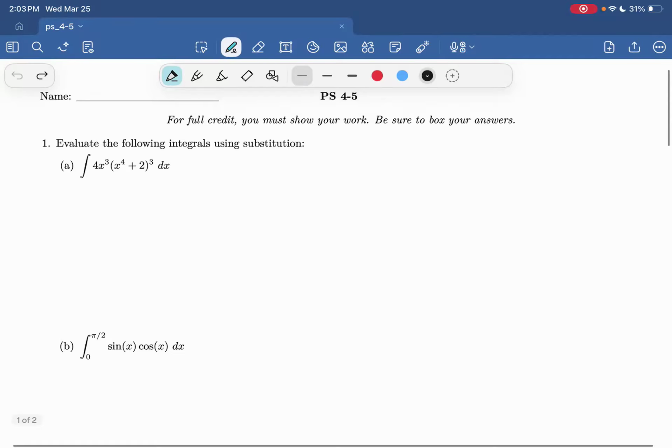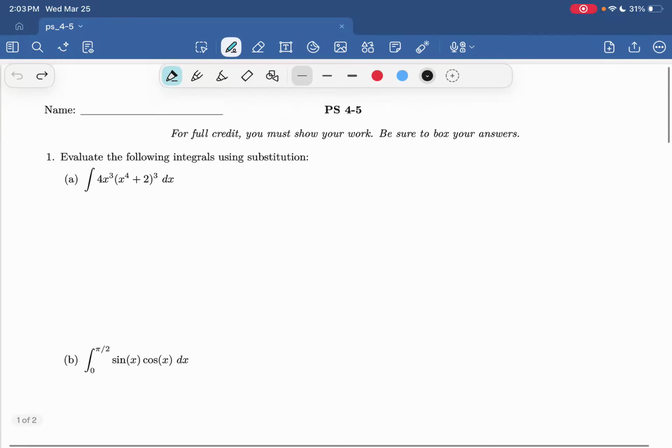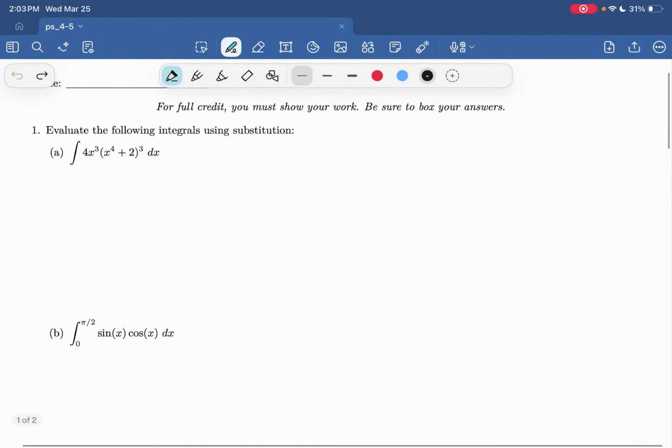So for all these integrals on this problem set, we'll be using u substitution. The idea behind choosing a suitable u is that we want a u substitution such that the derivative of u is also found within the integral. In this case, choosing u equals x to the fourth plus 2 is very suitable because that simplifies our integral a lot. And the derivative of u is 4x cubed, right? Which is also inside the integral. And so we know that will cancel out nicely.